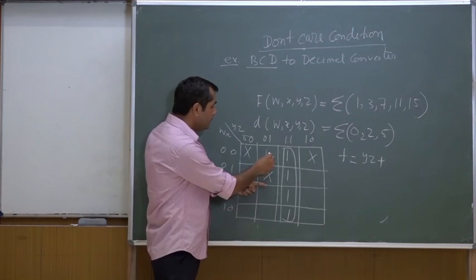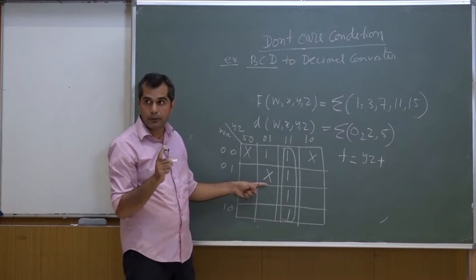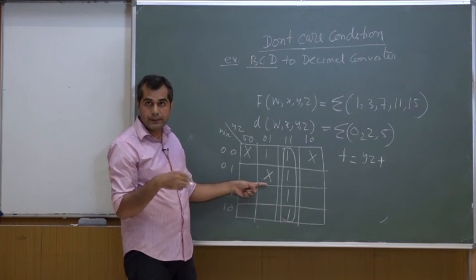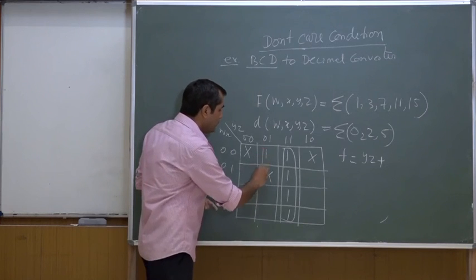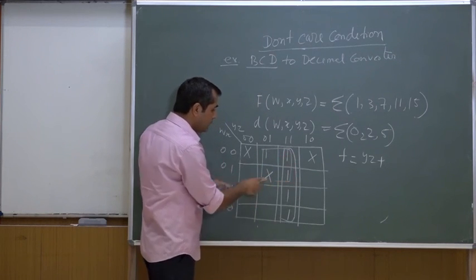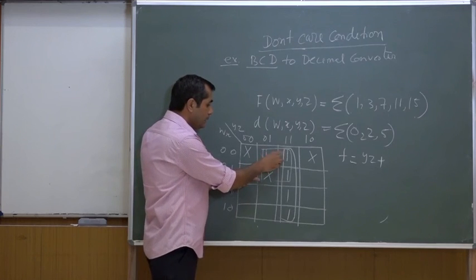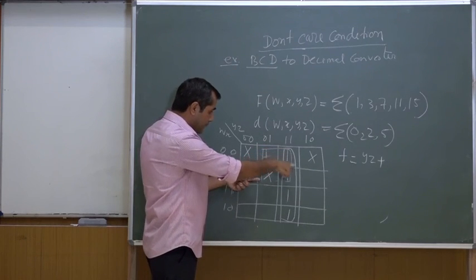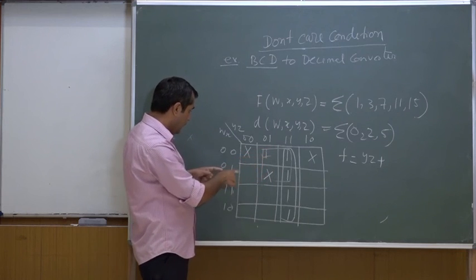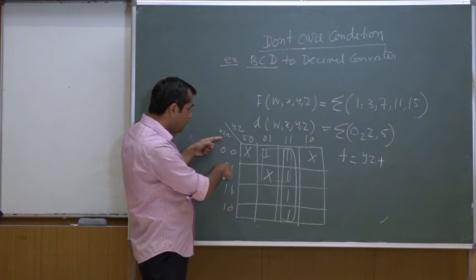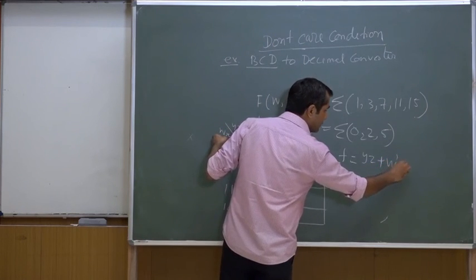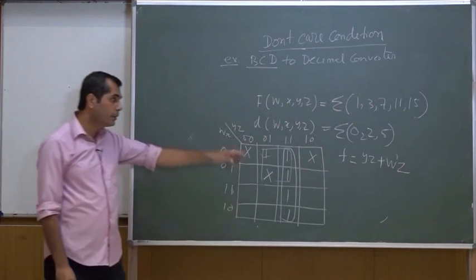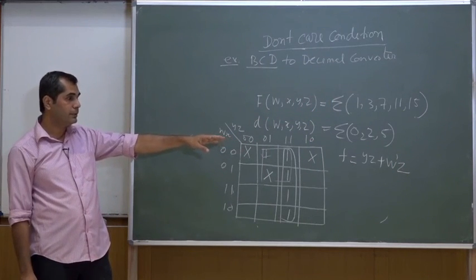I can make a group of these three 1s and a single don't care. So, this seems to be a better option because we are using a single don't care. I can make a group of these three 1s along with this don't care. So, all 1s are already in groups, and for this group of 4, I can write W bar Z. So, this is our simplified function f equal to YZ plus W bar Z.